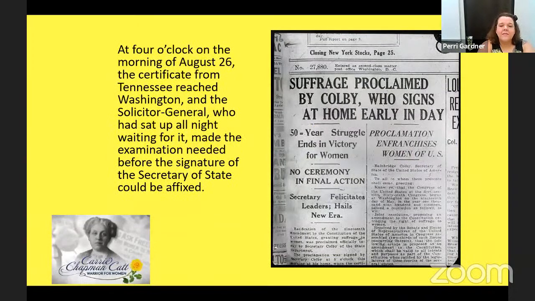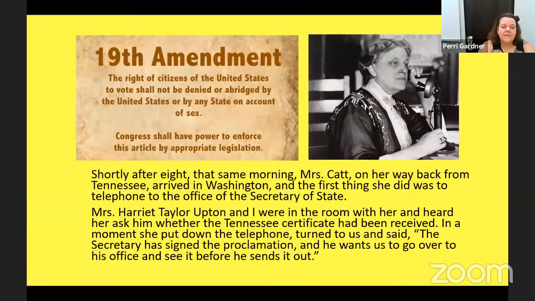At 4 o'clock in the morning of August 26th, the certificate from Senate Tennessee reached Washington, and the Solicitor General, who had sat up all night waiting for it, made the examination needed before the signature of the Secretary of State could be affixed. Shortly after 8 that same morning, Mrs. Catt, on her way back from Tennessee, arrived in Washington, and the first thing she did was to telephone the office of the Secretary of State.